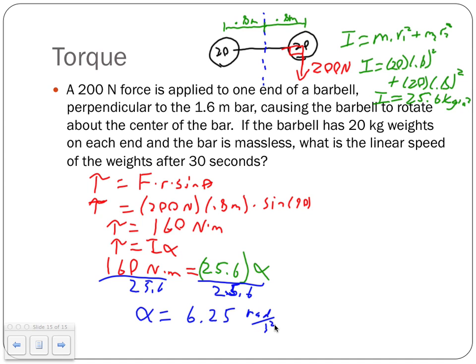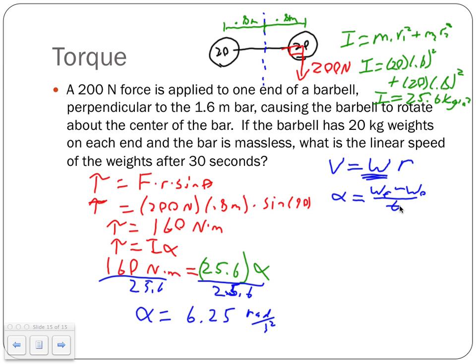And it wants to know what the linear speed of the weights is after 30 seconds. To find linear speed, we know that the linear velocity of an object is equal to the angular velocity times the radius. So what we really need to find is the angular velocity. The relationship between alpha, our angular acceleration, and angular velocity is that the angular acceleration is equal to the final angular velocity minus the original angular velocity over time, omega f minus omega o over t. Remember, that's our version of our definition of acceleration equation.